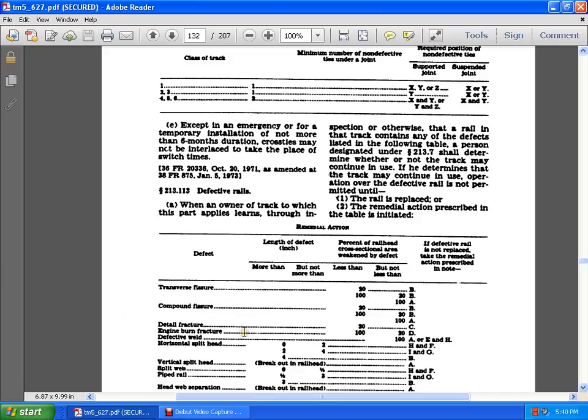Defective weld: 100, A and E and H. Horizontal split head: 0 and 2, H and F; 3 and 4, I and G.